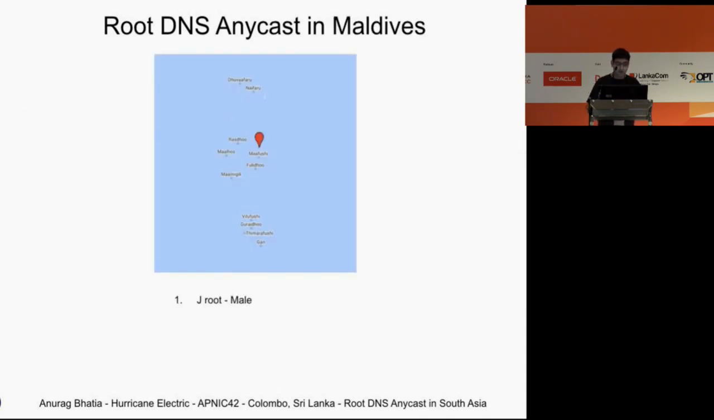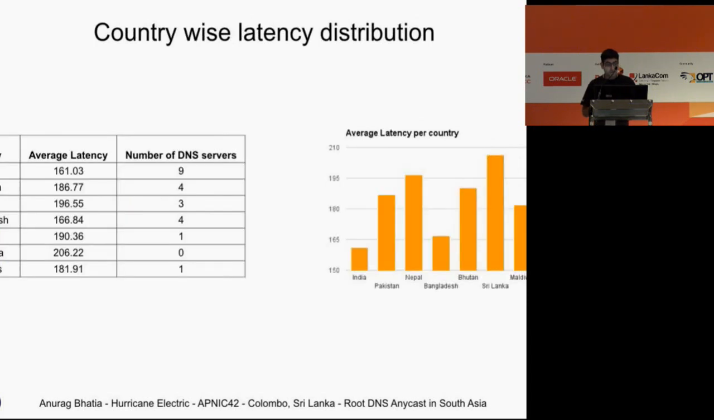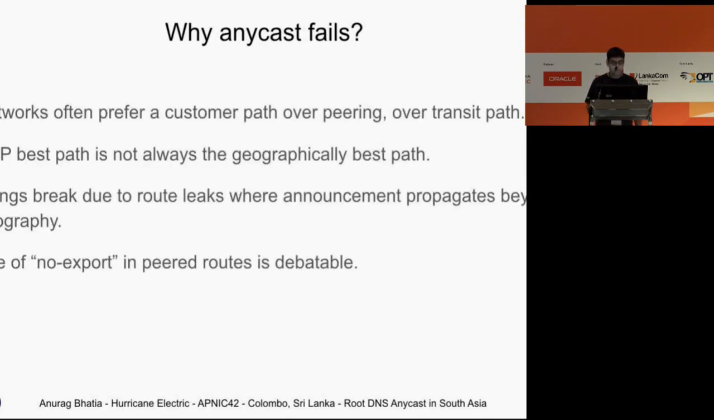Maldives, there's one J root server in Maldives. And other than that J root, other servers do seem to have reasonable latency of less than 100 milliseconds. And that's again based on the connectivity of Maldives with the nearby regions. Although it's still good to have more root servers always. So, country-wise latency distribution. Average latency with 9 root servers in the case of India is somewhere around 161 milliseconds, 186 for Pakistan, 196 for Nepal, 166 for Bangladesh, and so on. And this does show that peering does matter, and having more root servers does matter. I'll come to the conclusions on that part in a few seconds.